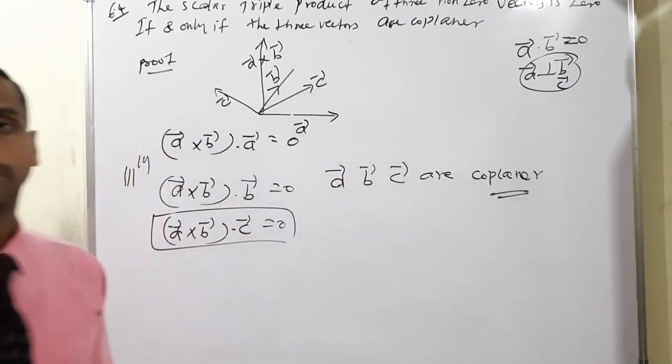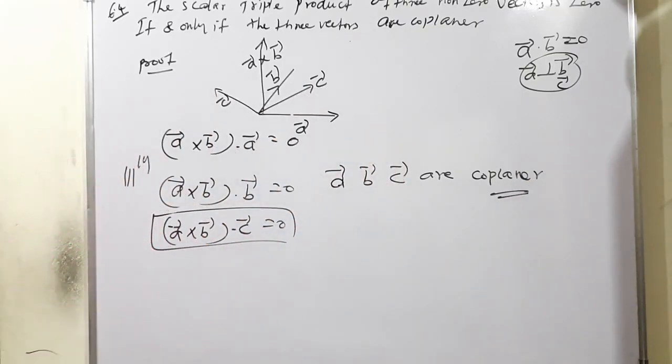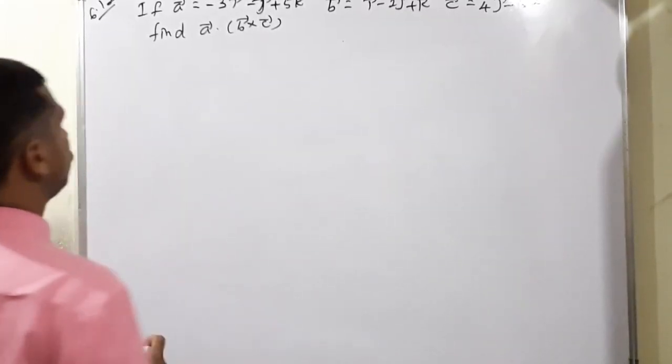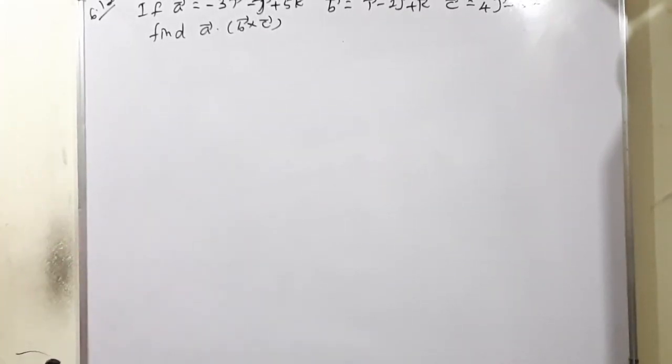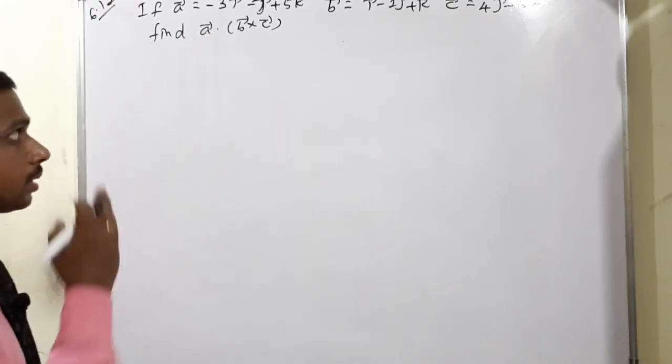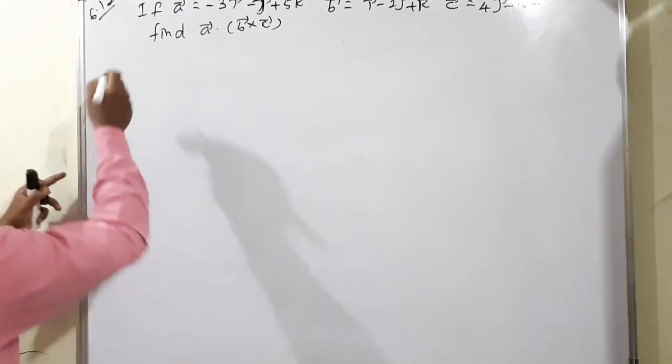Okay. Moving to example 6.12. The condition: A vector is equal to minus 3i minus j plus 5k, and B vector and C vector are also given. We need to find A vector dot B vector cross C vector. That is called the scalar triple product, isn't it? The solution.